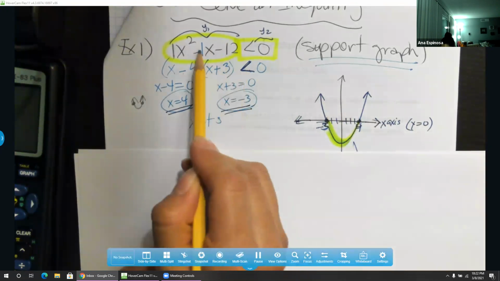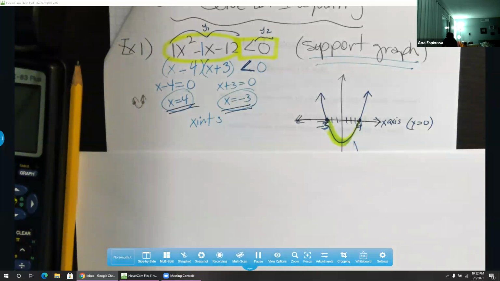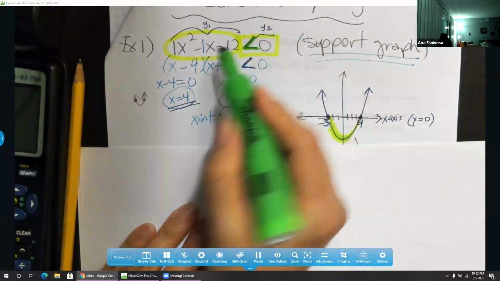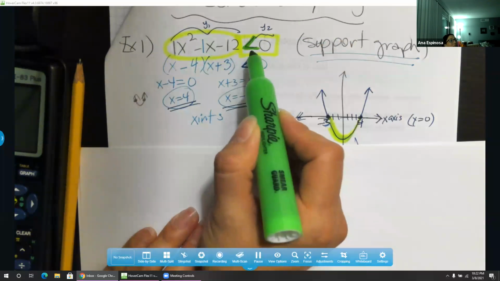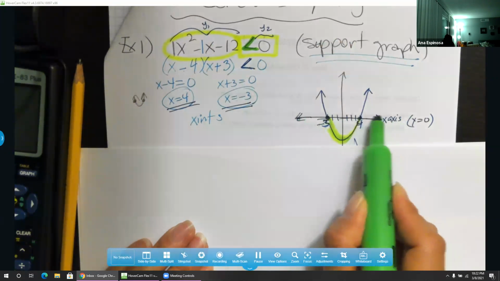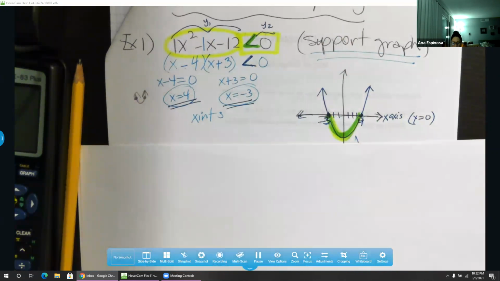The question is, where is this graph less than, so check out the colors, where is the parabola less than 0? Less than 0, here is my x-axis, less than 0 is the bottom portion. So it's between -3 and 4, between -3 and 4.